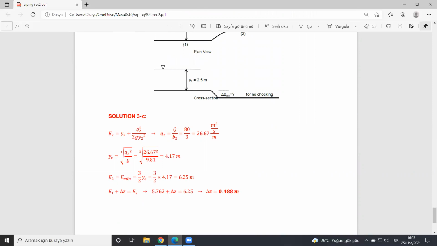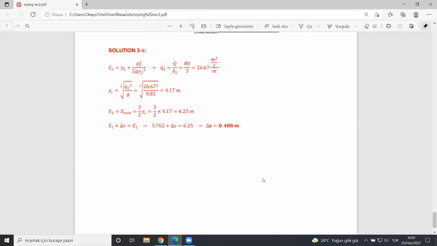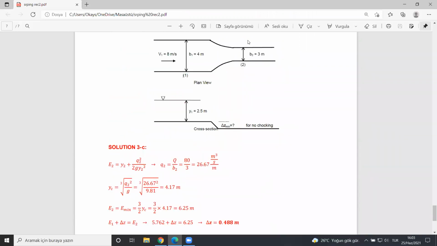And then from here, we can calculate delta Z, which is 0.488 meters. And this is the end of question 3.